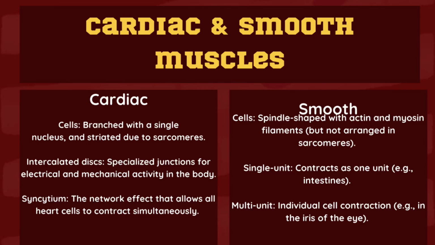Cardiac and smooth muscles. Cardiac muscle cells are branched with a single nucleus and striated due to sarcomeres. Intercalated discs, specialized junctions for electrical and mechanical activity in the body. Then we have the syncytium, the network effect that allows all heart cells to contract simultaneously.